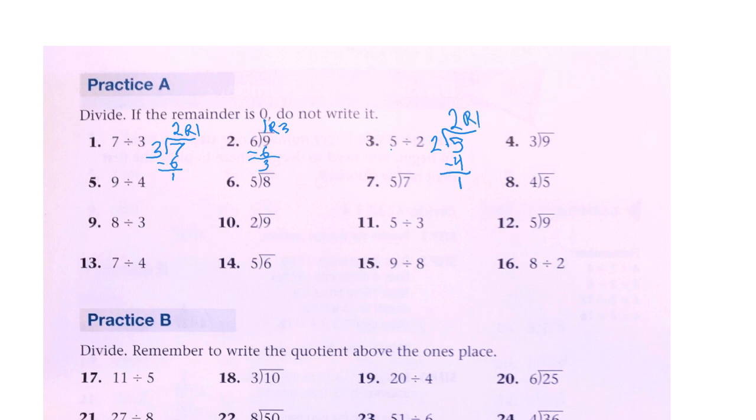Let's try one more here. 3 going into 9, or 9 divided by 3. 3 3s can go into 9. 3 times 3 is 9. 0 remainder. So we don't have to write anything, we're done. The answer to 9 divided by 3 is 3.